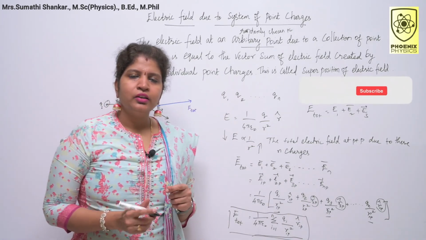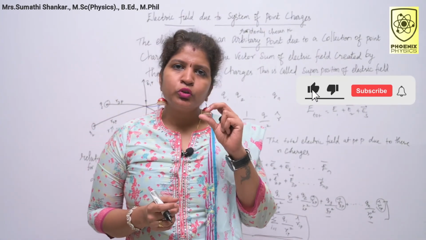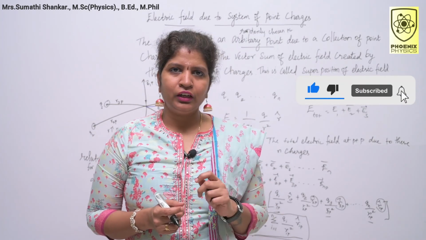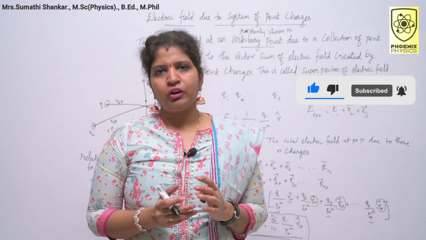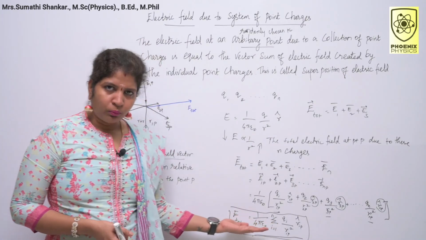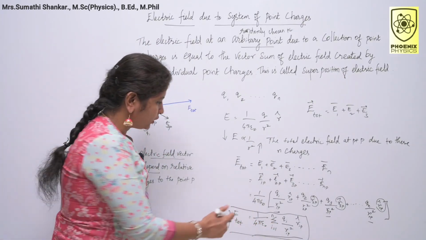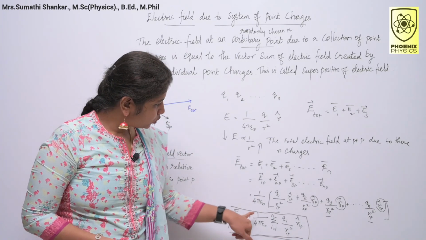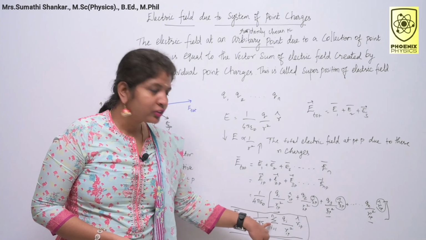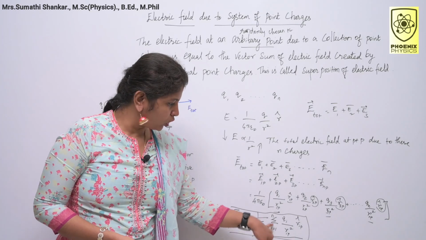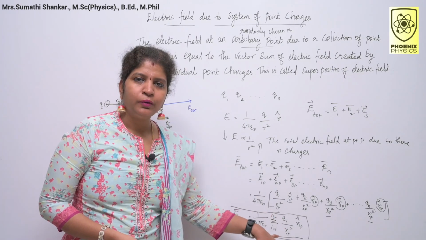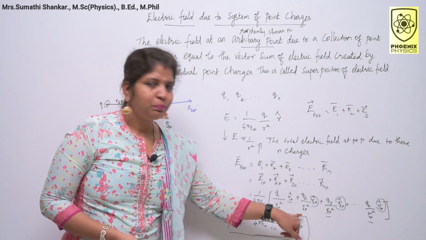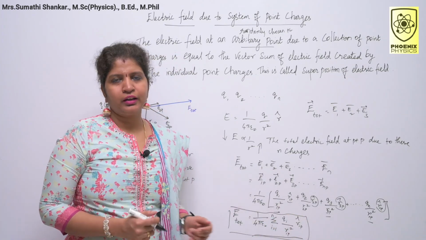So in this class we have learned superposition principle of electric field due to n number of charges. The final formula is E total is equal to, this is a vector, 1 by 4 pi epsilon naught summation over i is equal to 1 to n Qi divided by RiP square RiP cap. This is our final expression.